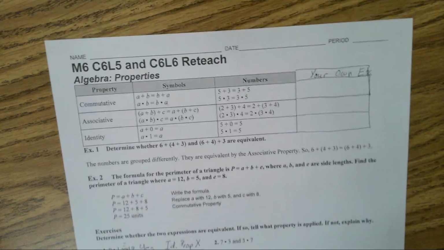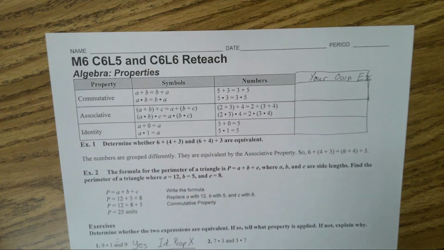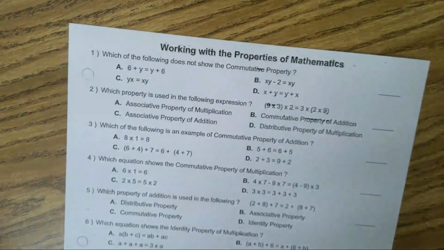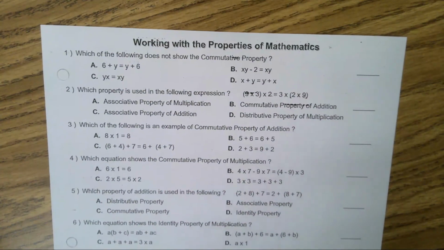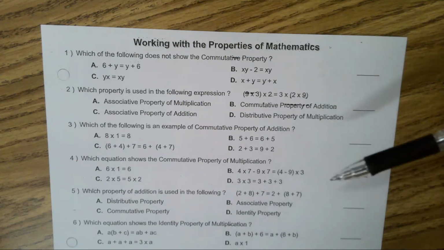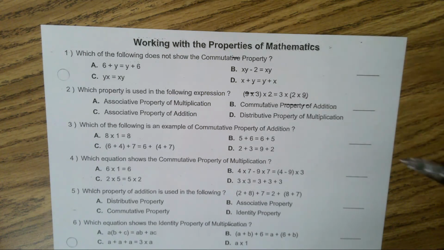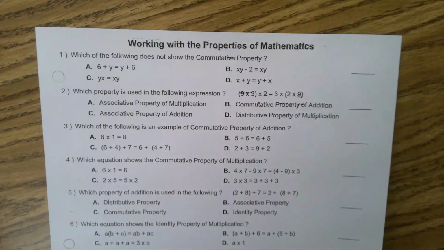So, you're going to complete this worksheet, do all the problems on the front side, then on the back. These are multiple choice problems that deal with the properties. It says, which of the following does not show the commutative property? So read them carefully and put the answer on the blank to the side. There are 12 problems. Now, when you are finished with this worksheet, you will get your second worksheet.